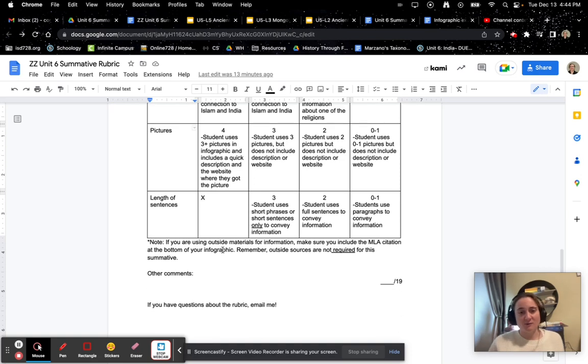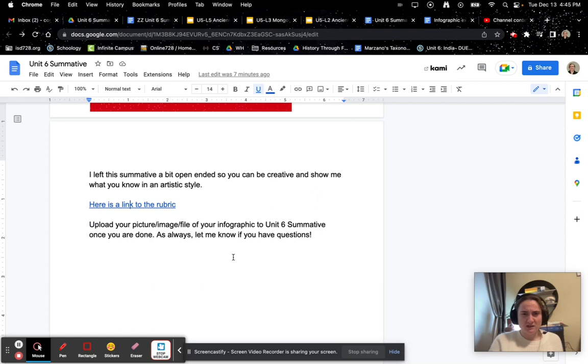And then again, if you are using outside materials, which there really isn't any reason you should be, make sure you are putting them on the bottom in an MLA citation. And of course, if you have any questions, let me know. Yes, and then after you're done, you're going to upload your picture or your file of your infographic to the Unit 6 summative on Schoology.